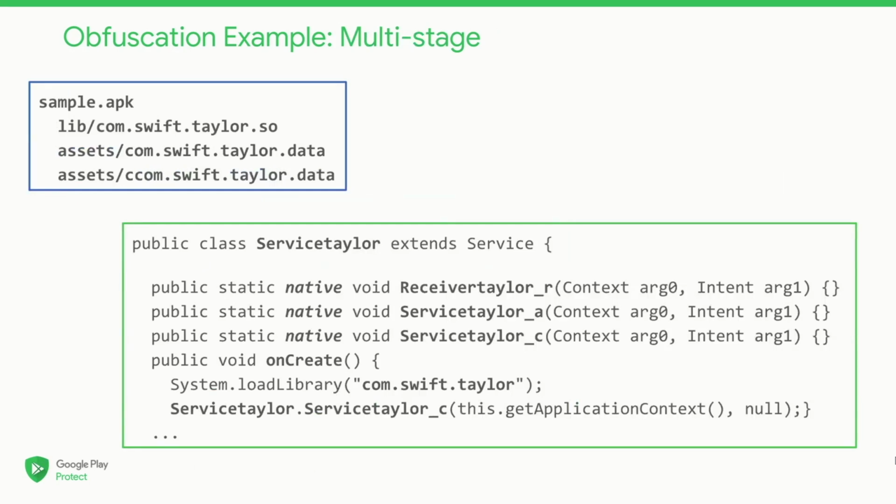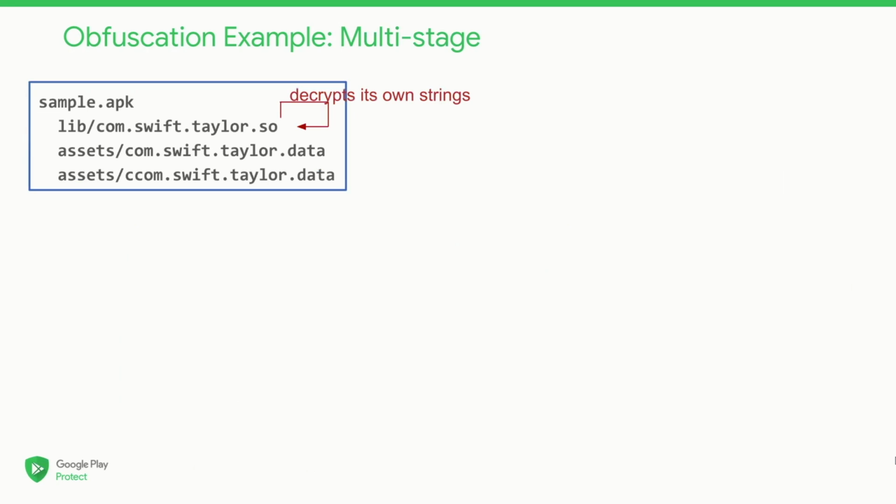Another example, and I swear they actually did call it com.swift.taylor, is this kind of multi-stage step using native code. You can see they have a class here, a service called service Taylor, and it has a number of native methods, and they load the library and then call one of the native methods here, service Taylor _C. Calling into that library actually de-obfuscated itself. The native library had encrypted strings, but when it's launched, it decrypts all those strings.